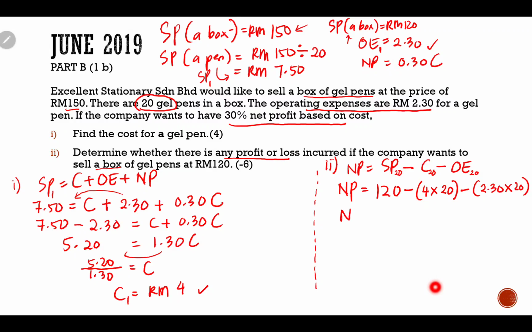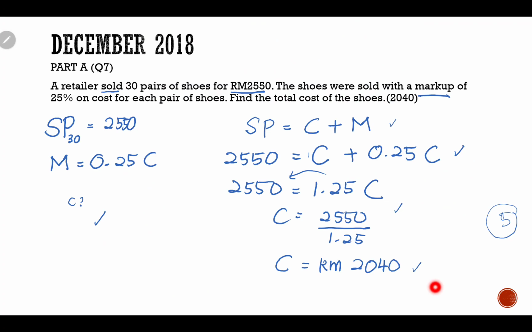Okay, so solving for the net profit, we have a total of negative 6 ringgit. That means we have a negative sign. You will experience a loss if you sell a box of gel pens at 120 ringgit selling price.